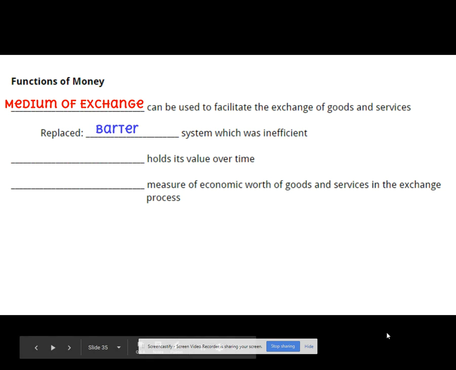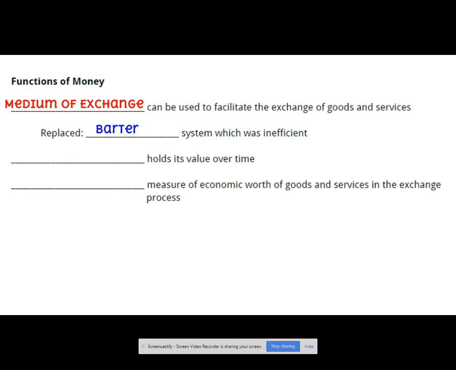And it replaced the barter system because that was just frankly inefficient. If I had something that you wanted, but you don't have anything that I want, we can't really trade anything. Plus, the value of things is so different that it made bartering very difficult.